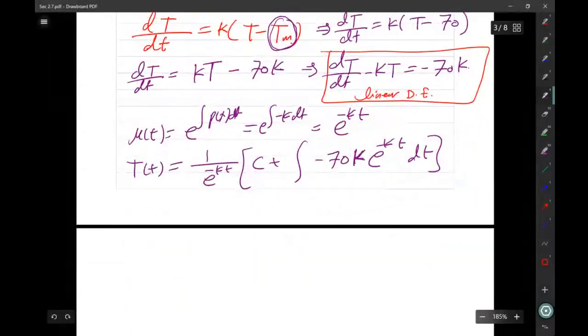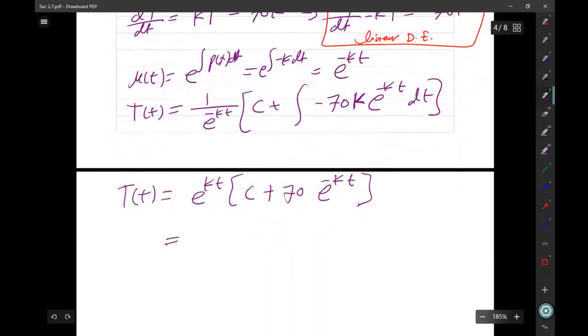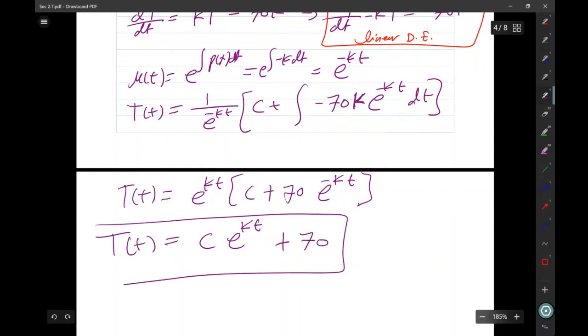Right. So T of t is equal to e to the power kt times c plus... Now what's the value here? Let's see. What's the integral? Take the 70 outside. Integral of minus k e to the power minus kt is e to the power minus kt. Multiplied, it becomes c times e to the power kt plus 70. So I found here, and this is the equation.